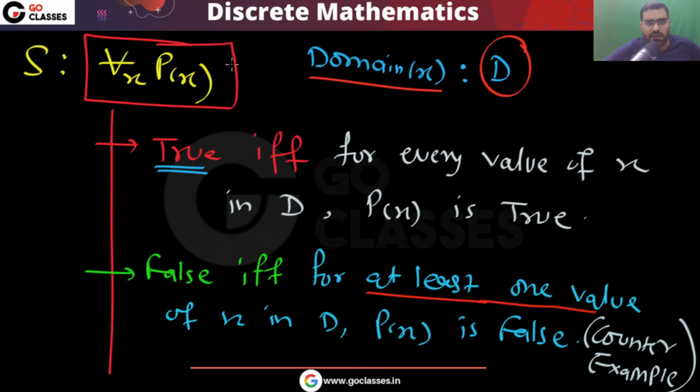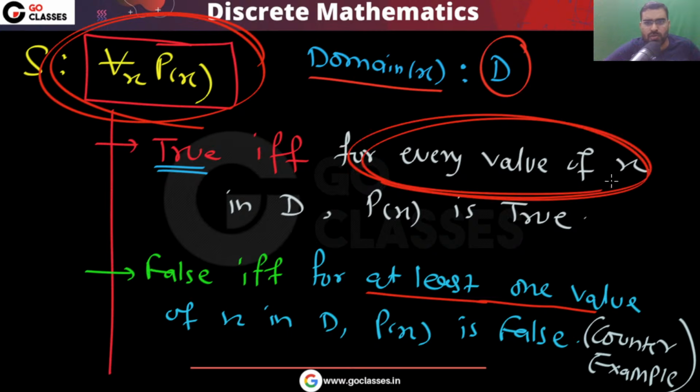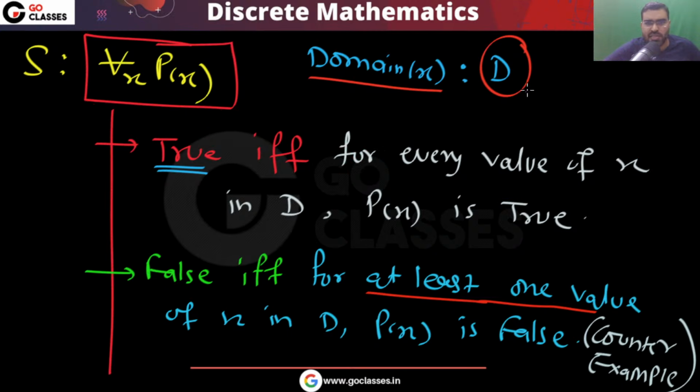If you want to make it true, everyone should make it true. For every value of X in this domain, this P must be true. But you can notice, if you want to make it false, one person is enough. For at least one value, this P(x) must be false. So this is called a counterexample because it is making it false.